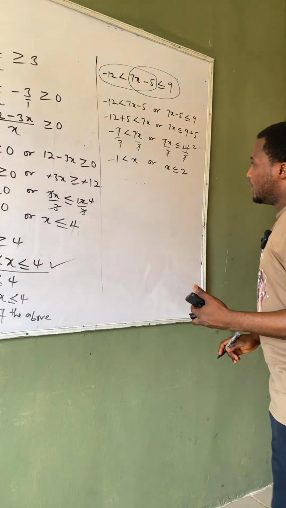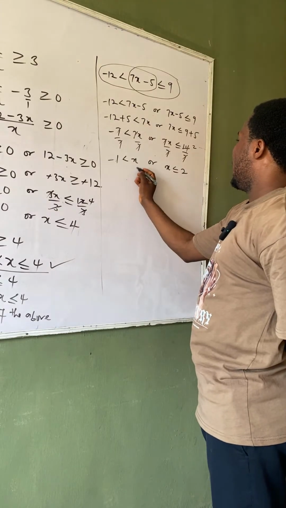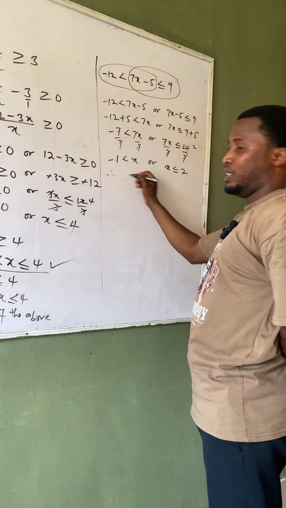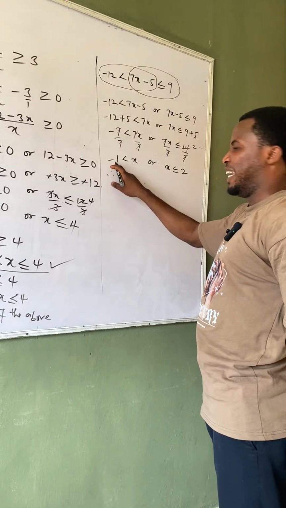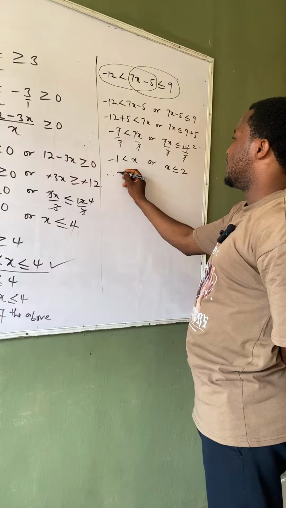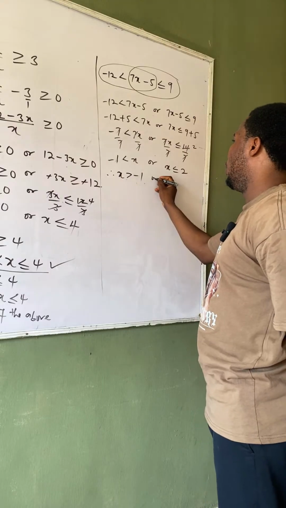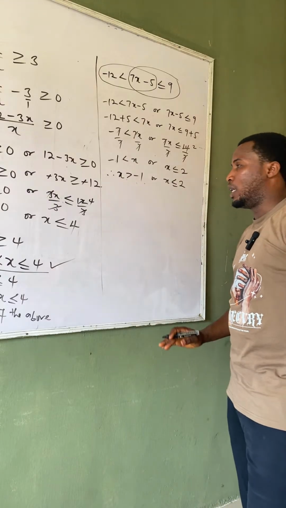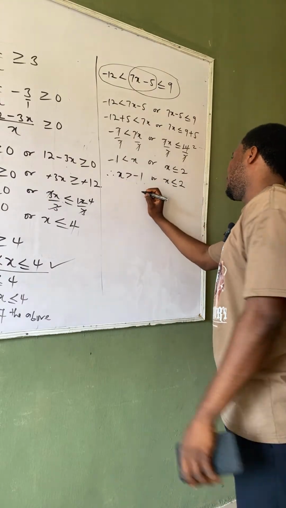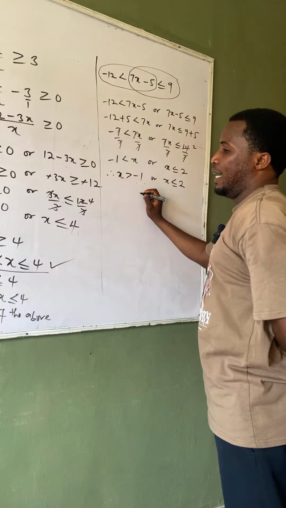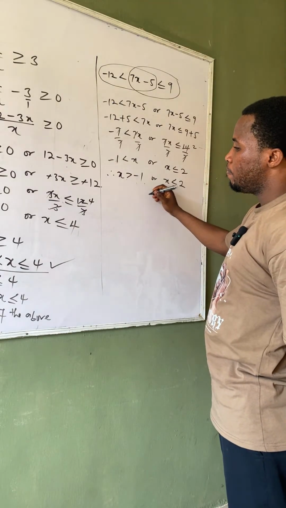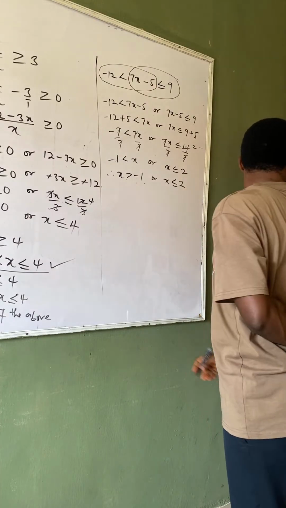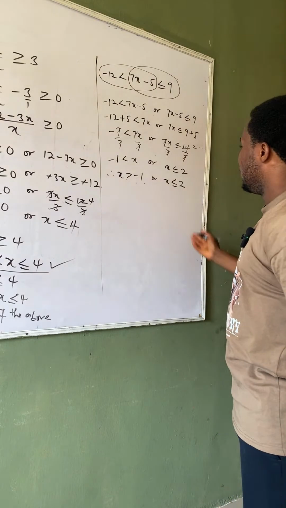Now you know that minus 1 is here, so if you want to switch the value of x to be first, that means the sign is to change. But this one is well arranged, it's okay like that. So x can be greater than minus 1, or x can be less than or equals to 2. So that is the solution to that.